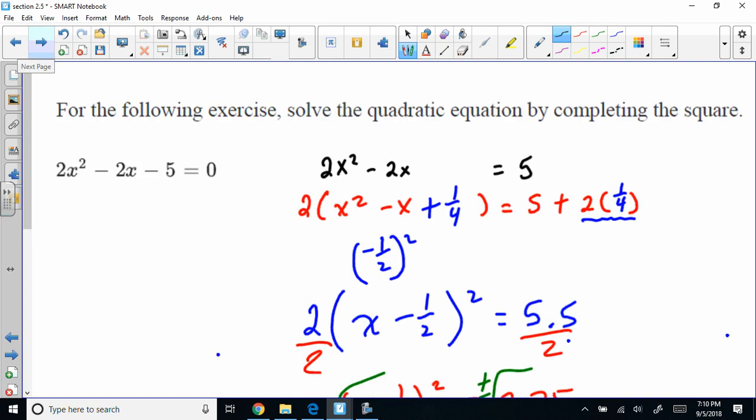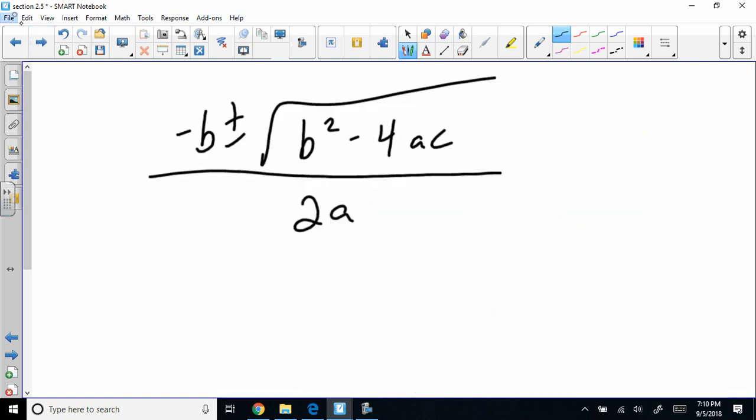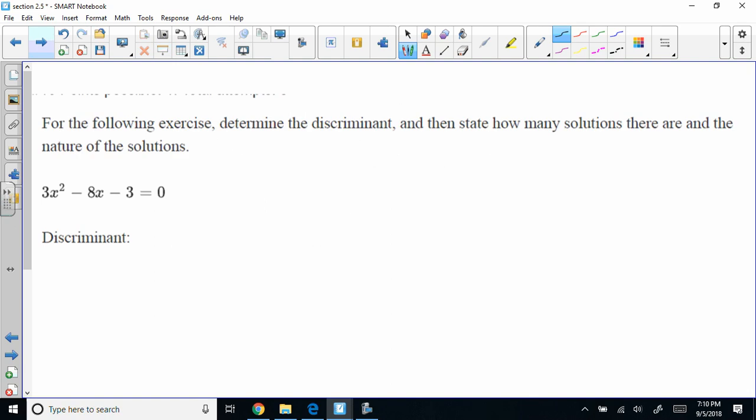I'm not sure I wouldn't use the quadratic formula on that. I mean, it's just easier. People get a little bit comfortable using that. All right.